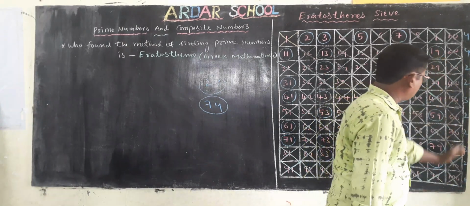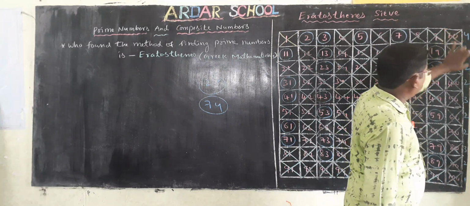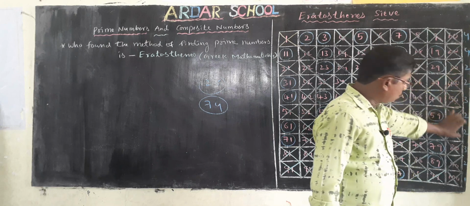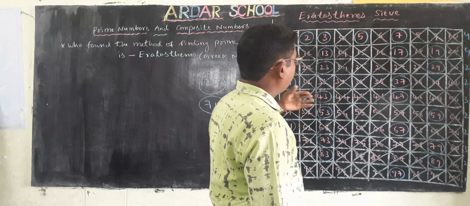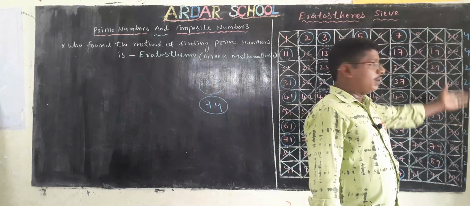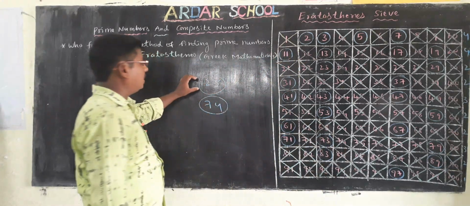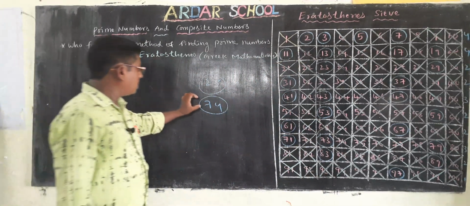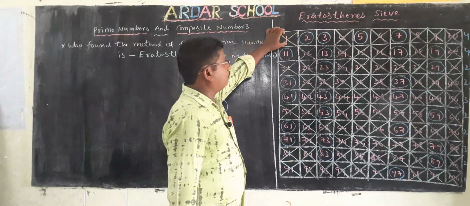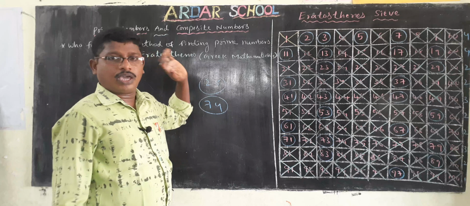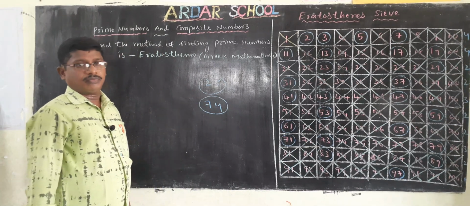Okay, the total number of prime numbers is 25. Keep these in mind like a phone number: 44, 22, 322, 321. The total prime numbers between 1 to 100 is 25. The composite numbers between 1 to 100 is 74. Here 1 is neither prime nor composite. Okay, is it clear? This is the Eratosthenes sieve.